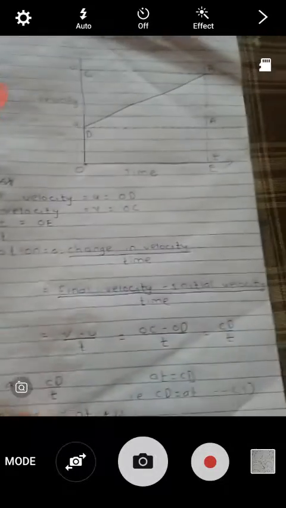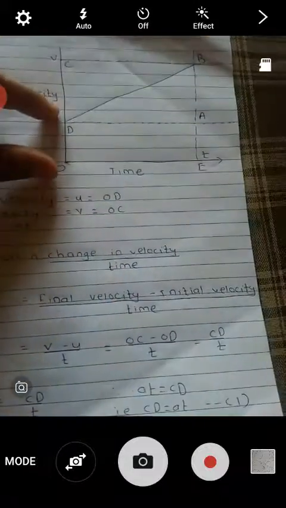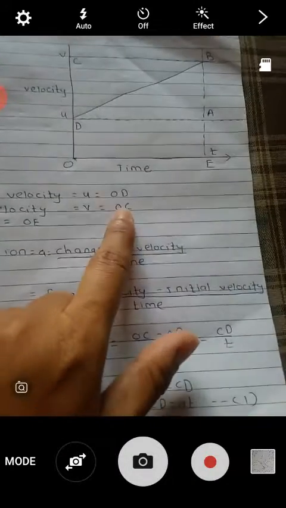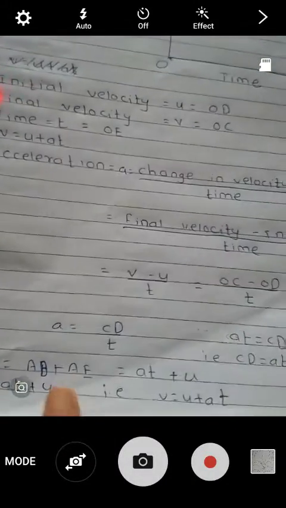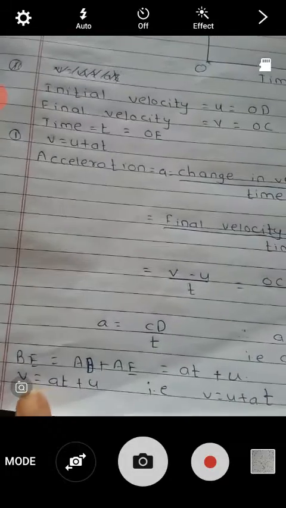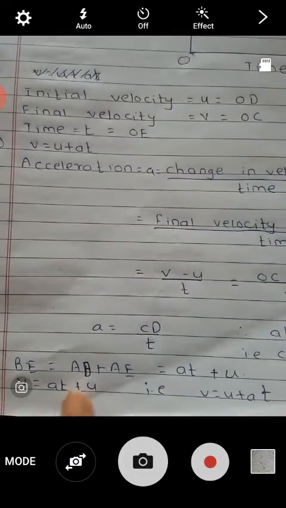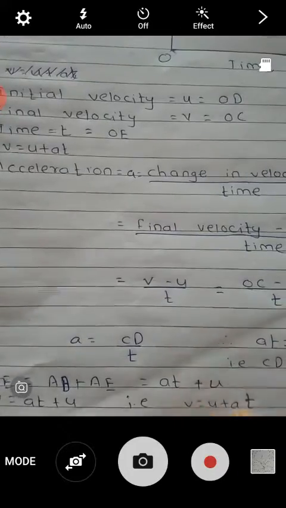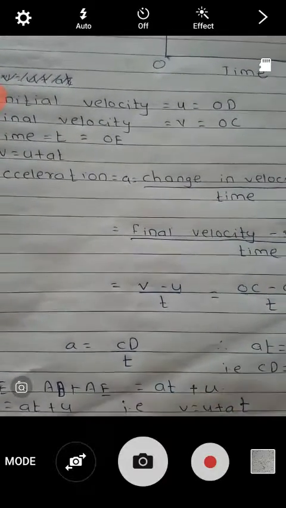Alright, and what is AE? AE is this smaller part, and this is equal to OD. What is OD? OD is U. Therefore, AE is replaced by U. Right? What we get? Total BE. This total BE is equal to OC, which is final velocity V. V is equal to AT plus U, that is V is equal to U plus AT. This is the derivation of first equation.